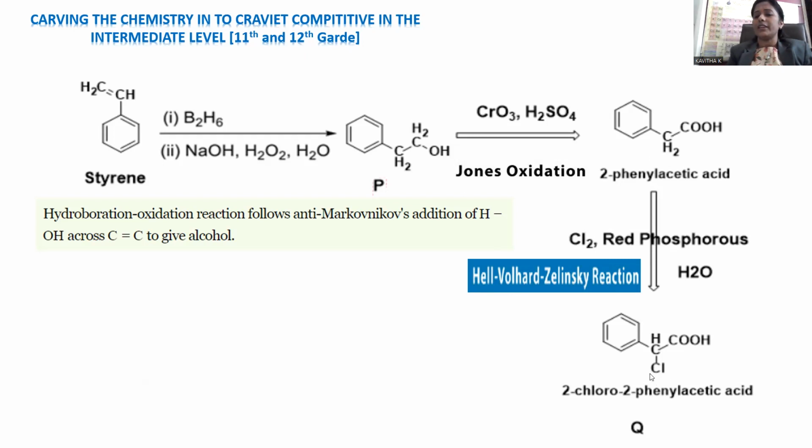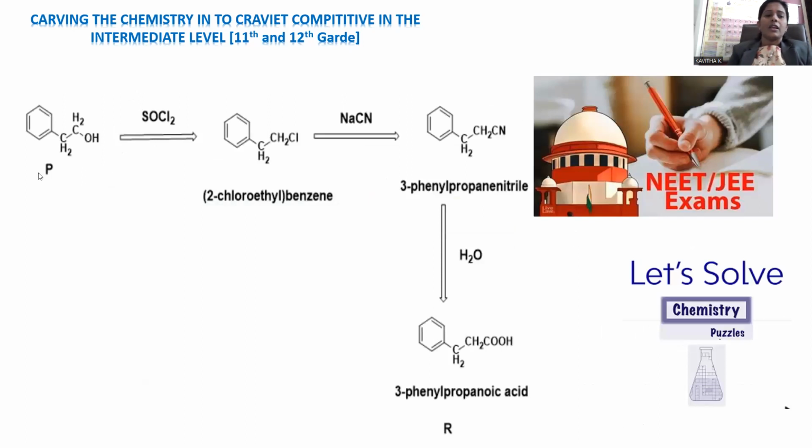These alpha hydrogens are replaced with the chlorine atom, simply said to be substitution, right? So that we will get alpha-chlorocarboxylic acid. It is named as 2-chloro-2-phenylacetic acid. This is the Hell-Vollhard-Zelinsky reaction, reacting with chlorine under red phosphorus conditions, right? So here, this is the product called Q. So P is known, Q is also known. Move on to the next step.